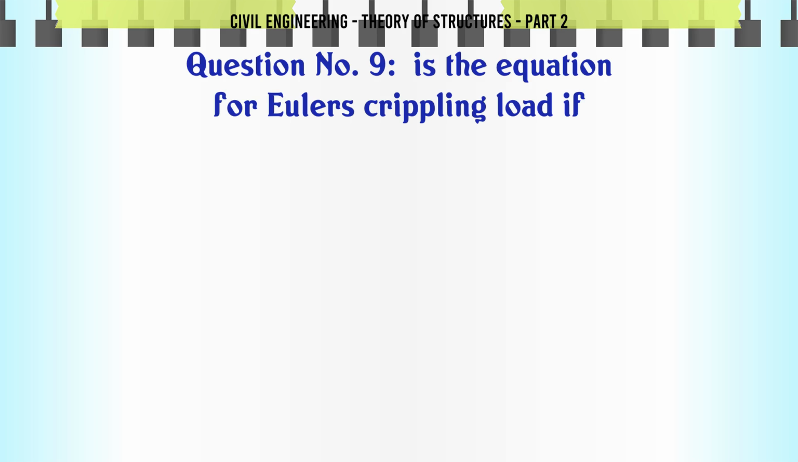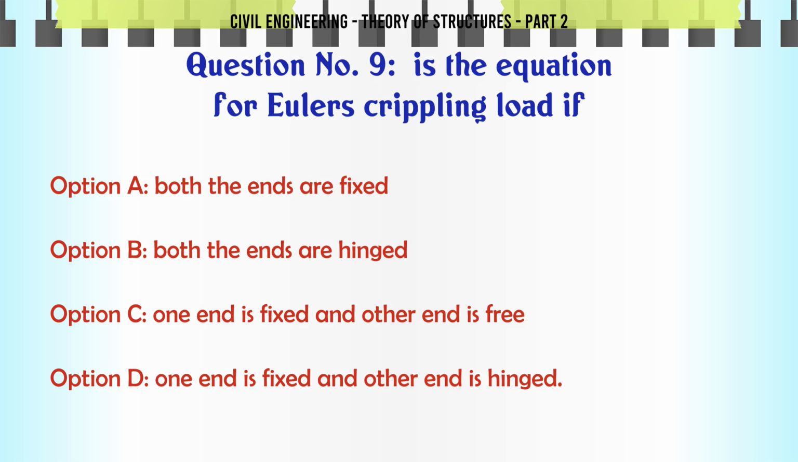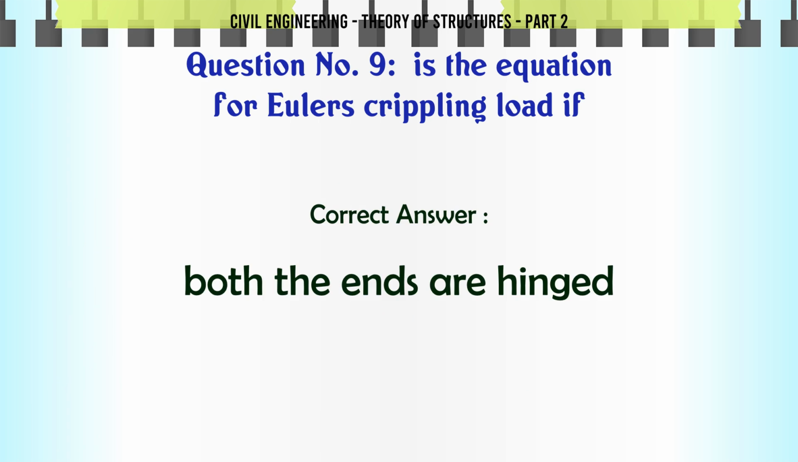Which is the equation for Euler's crippling load if A, both the ends are fixed, B, both the ends are hinged, C, one end is fixed and other end is free, D, one end is fixed and other end is hinged. The correct answer is both the ends are hinged.